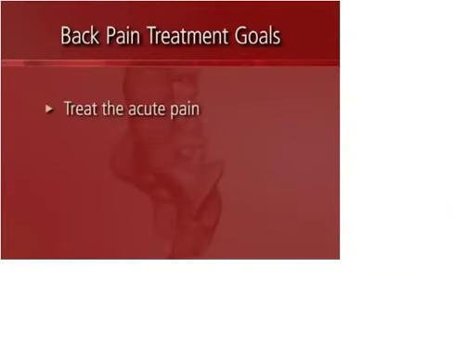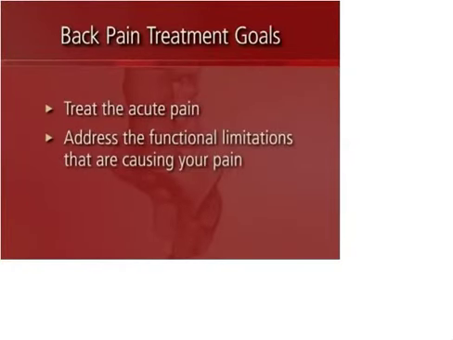There are two goals in treating your back pain. The first is to treat your acute pain, and the second is to address the functional limitations that are causing you pain. You can't treat just your symptoms if you don't know what's causing them. Chiropractic care is an important tool in reducing the acute pain, while physical therapy addresses your functional limitations or impairment. But both therapy and chiropractic care are education-based. They focus on your ability to move in all planes as well as to maintain correct posture.